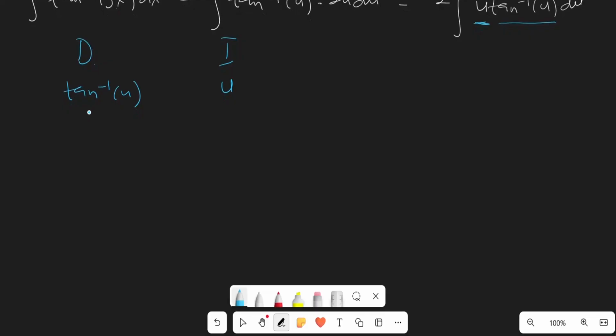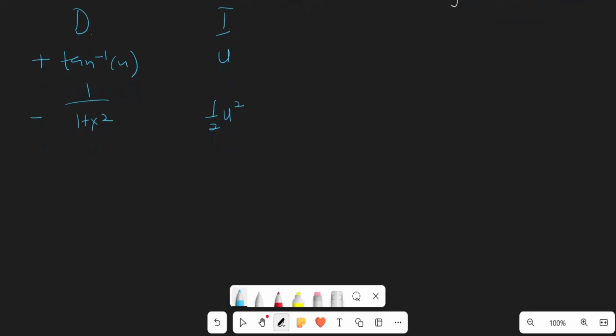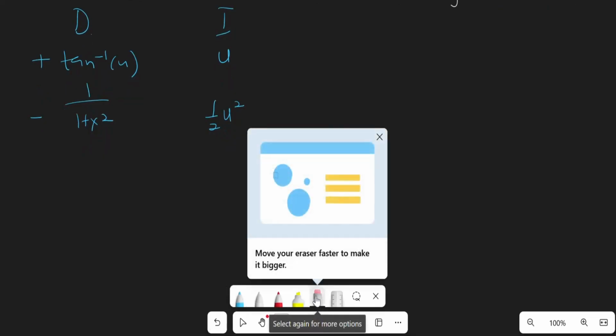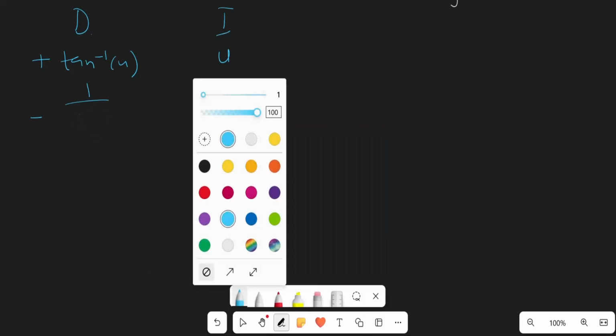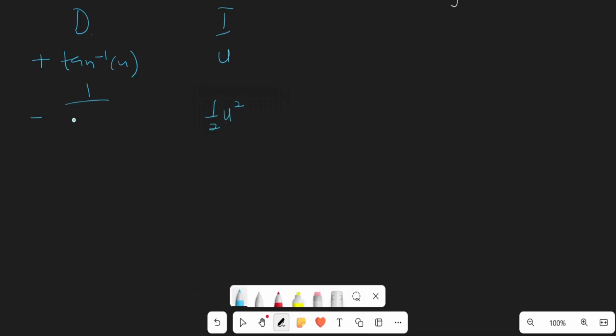Differentiating tan inverse of u is 1 over 1 plus u squared. So this is plus, the next one is negative, and then integrating u is 1/2 u squared. Sorry, I made a mistake earlier: the derivative is 1 over 1 plus u squared. Sorry about that.